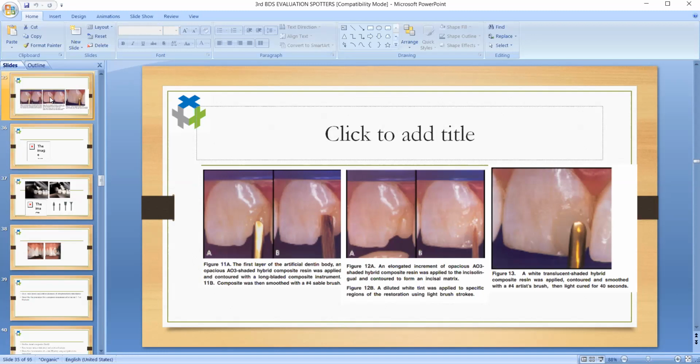Yes, sir. Talk about microfilled composites. Microfill composites come under the classification based upon the filler particle size.